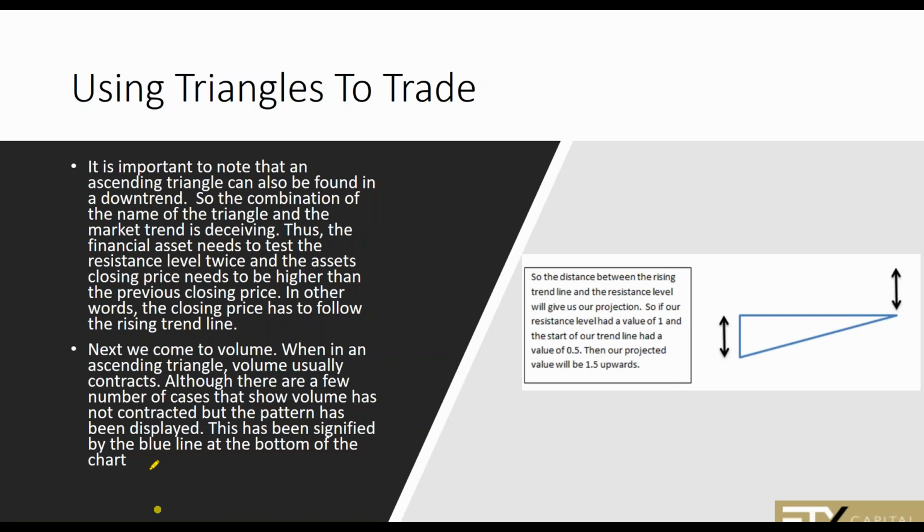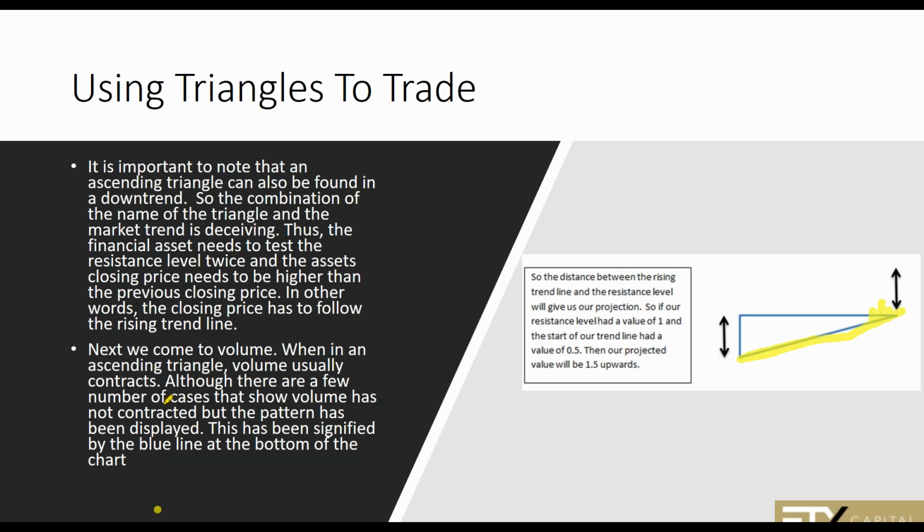Okay. Now, it's important to note that an ascending triangle can also be found in a downtrend. So the combination of the name of the triangle and the market trend is deceiving. Thus, the financial asset needs to test the resistance level twice, and the asset closing price needs to be higher than the previous closing price. In other words, the closing price has to follow the rising trend line. It's very easy because if you're in an uptrend, the trend is moving up, which means the price is continually closing higher than that support line.